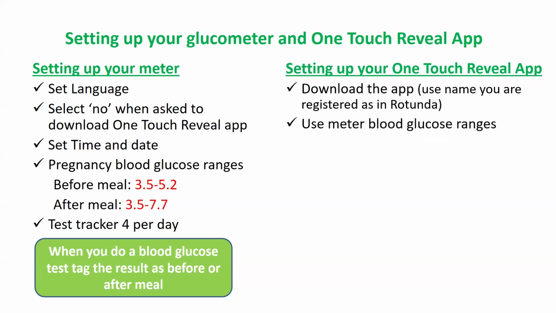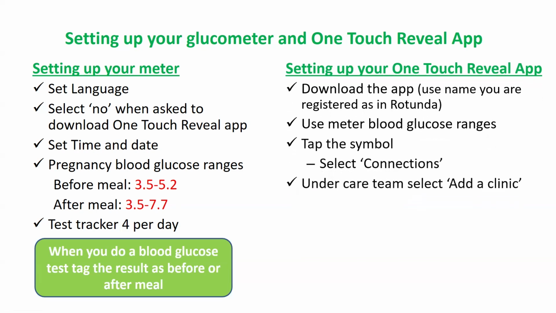Then use the blood glucose level ranges that are the same as over here, the pregnancy blood glucose level ranges, and input them into your mobile app as well. Then to ensure that we can see your blood glucose levels here in the Rotunda, we would ask you to click this button on Android or this button on iPhone in your application, click connections, and then add our clinic code, which is JYHCEE. And what that means is you can see your blood glucose levels on your phone when you check them, but we can also see them here in the Rotunda whenever you sync them with your mobile app.